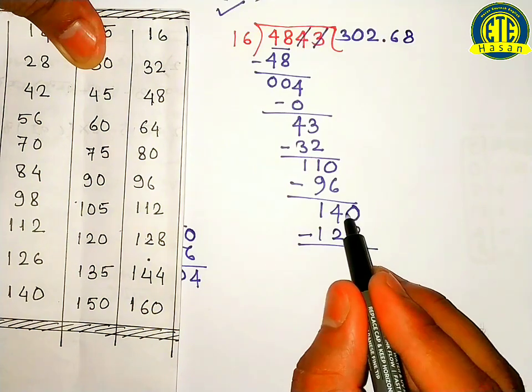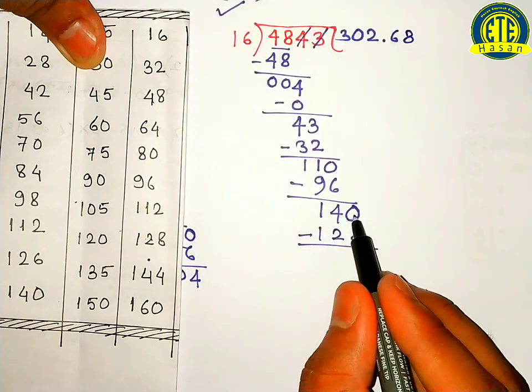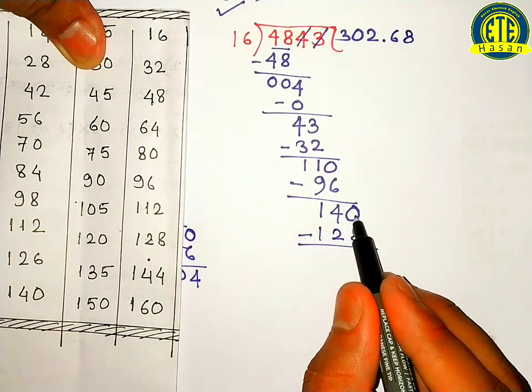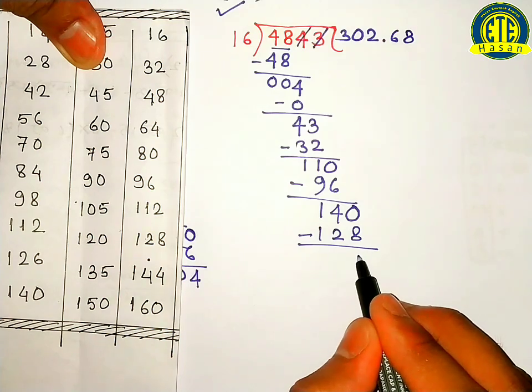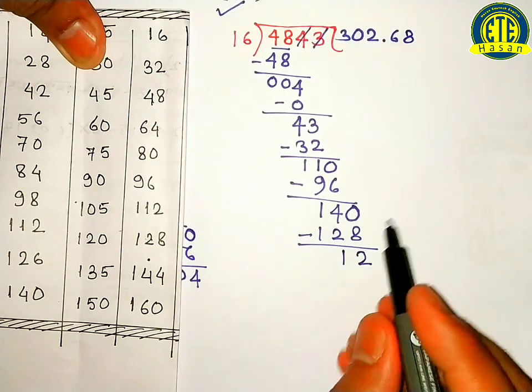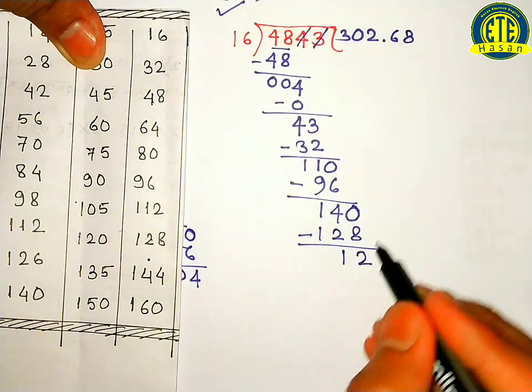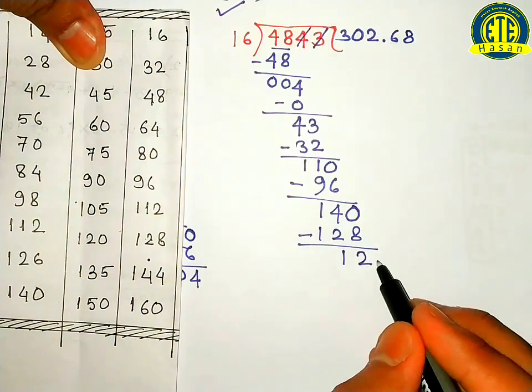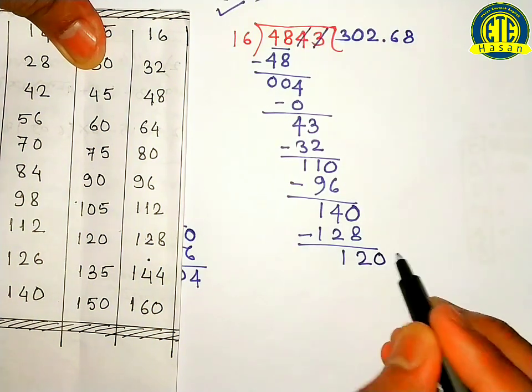This 0 will take 1 carry from 4. Then this 0 becomes a 10. 10 minus 8 will be 2. 3 minus 2 will be 1. 1 minus 1 will be 0. So after subtracting, this decimal point will give another 0 here, 120.